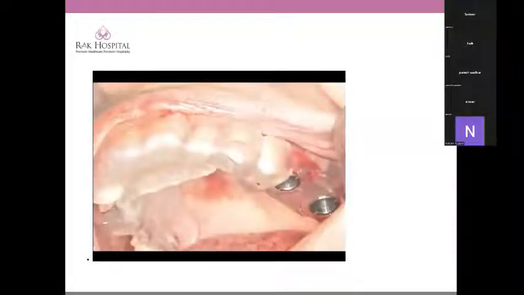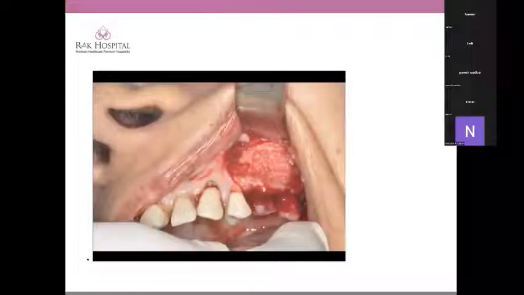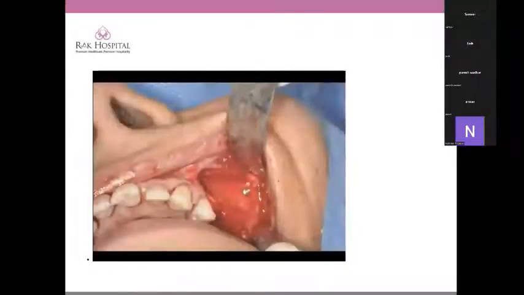Similar situation on the left side. So at the same time, we do a sinus graft. We place the implant also at the same time. We do bone grafting. Everything is done in one step. So these are obviously some advanced procedures. But yes, it is possible to do it in certain situations.